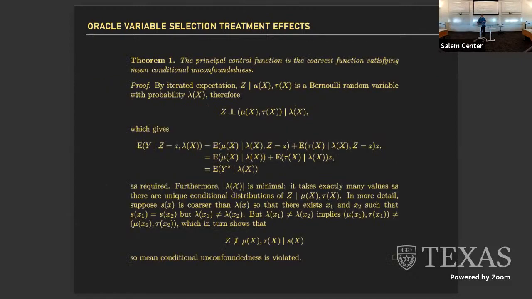I put this up here mainly just to show you that I did it. But the proof for this is similar to the proof in the propensity score paper, showing that the propensity score is a minimal balancing function. But what's cool about this is that lambda here can be coarser than the propensity function.